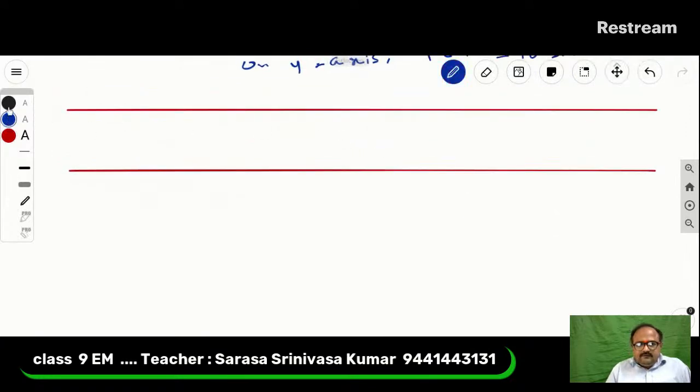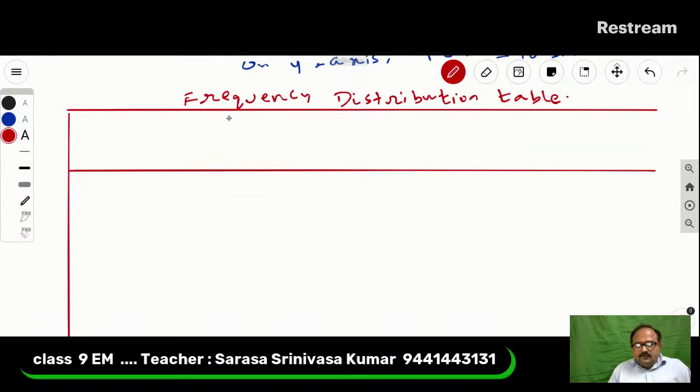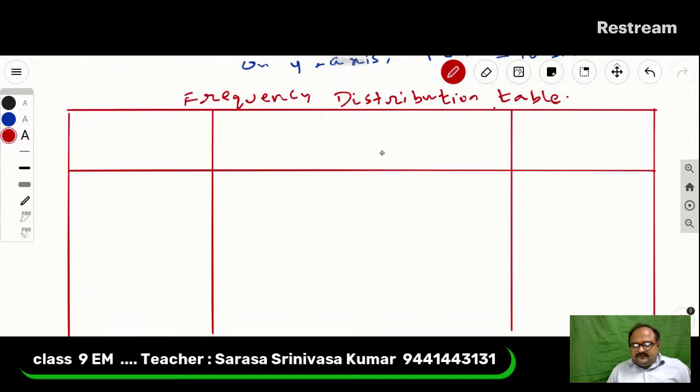This is how we write a frequency distribution table. First we write the class, the next one is tally marks, and third, the total number of students in a class.